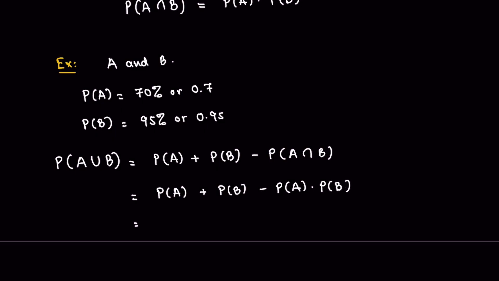And you know the probability of A is equal to 0.7. The probability of B is 0.95, minus 0.7 times 0.95. And if you have a calculator, you're going to get the probability that A passes the exam or B passes the exam.